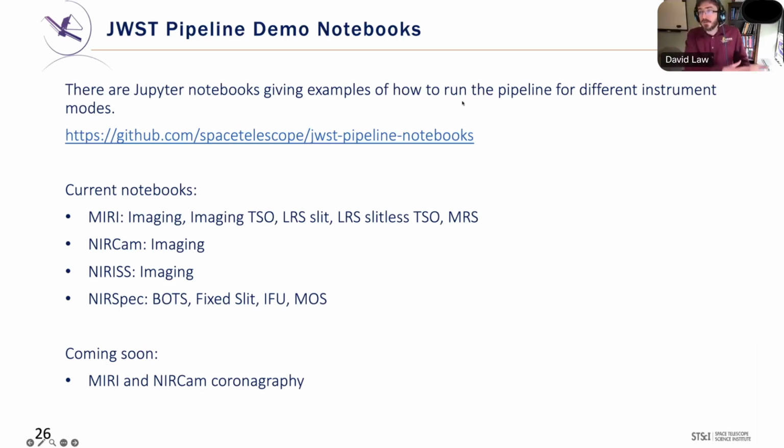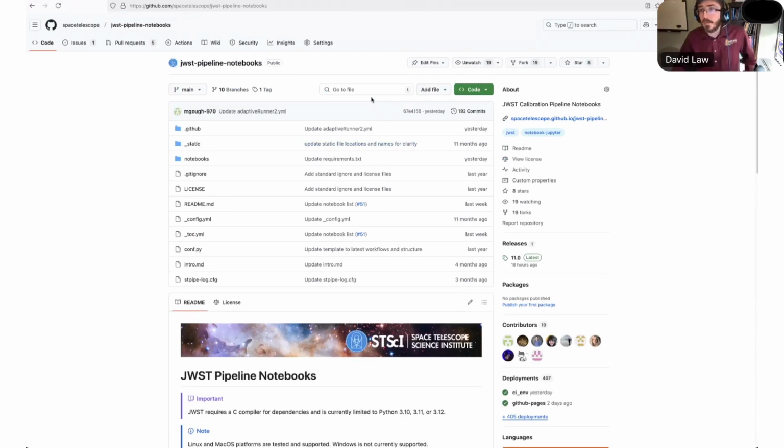As I mentioned, we provide a large set of Jupyter notebooks that we can use in order to run the pipeline. And there's a number that we've now got available in this pipeline repository. This is the repository I was linking to from that slide. This is the JWST Pipeline Notebooks repository, where you can find all of the available notebooks that we make public right now for the different modes that have such notebooks.